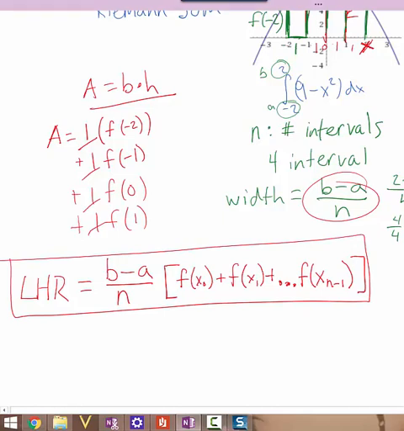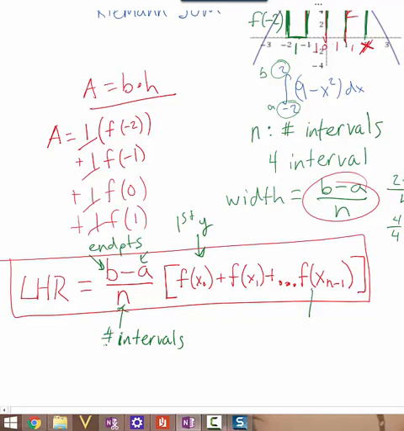Now to go over some of these terms, we said n is the number of intervals, B and A are both our endpoints, and then f of x0 is going to be our first y value, and f of xn minus 1 is actually the second to last y value, and we don't use the last y value for a left-hand sum.